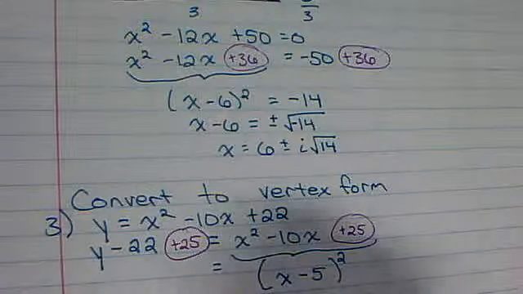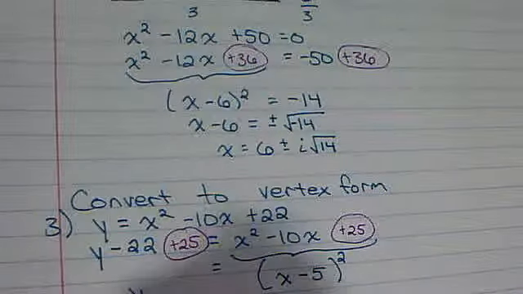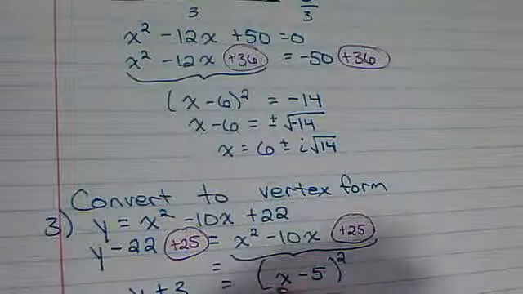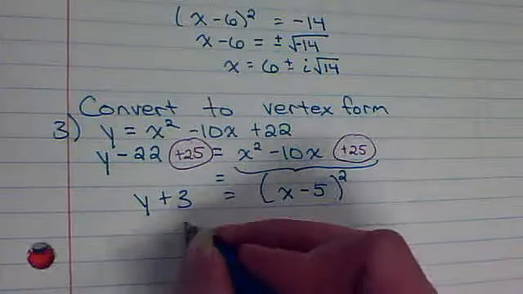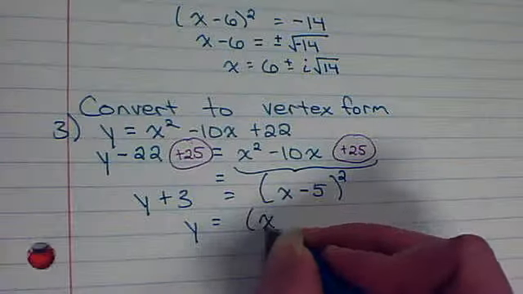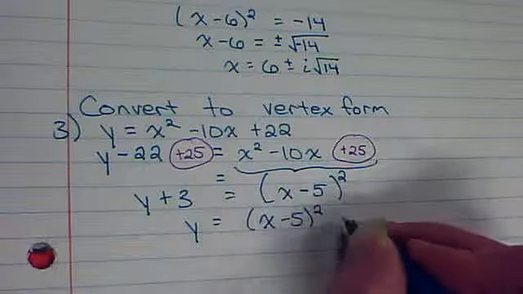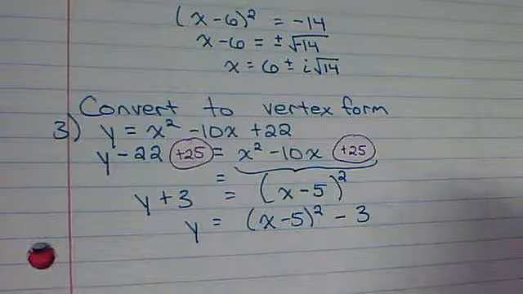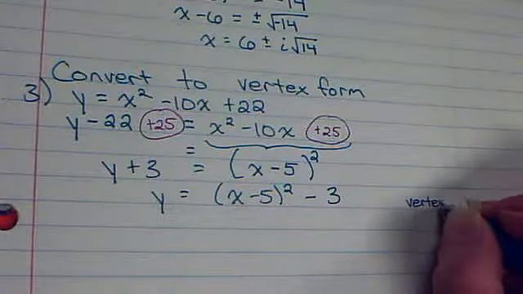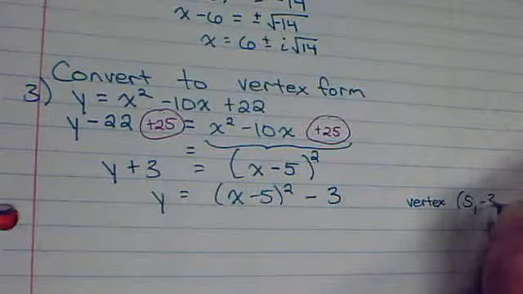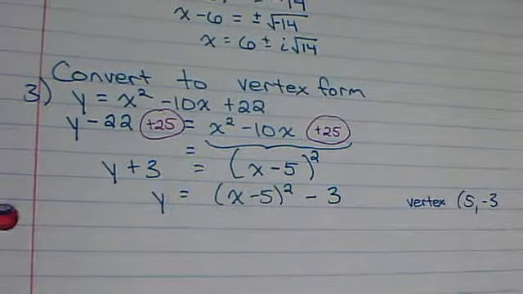So y minus 22 plus 25 is going to give me y plus 3 equals x minus 5 squared. And then we're just going to get the y by itself. And look at what we know now. Do we know our vertex? Right off the bat, we know our vertex is 5, negative 3.